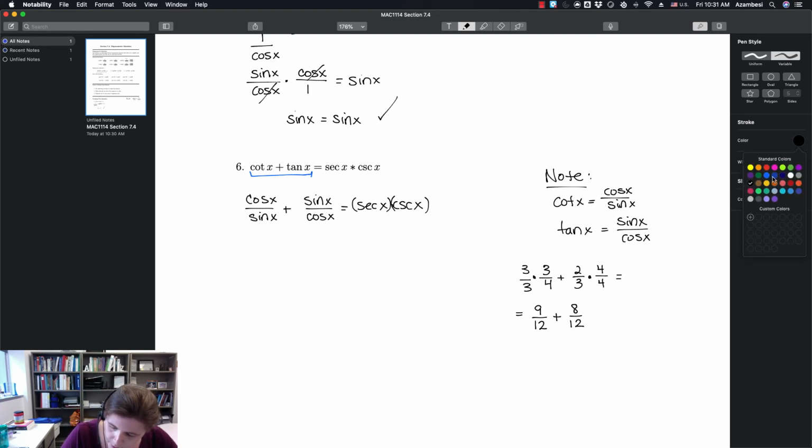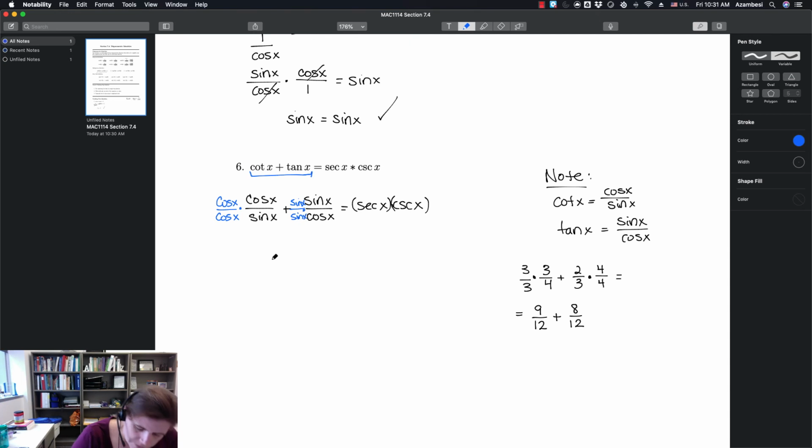So I'm going to multiply the first fraction by the denominator of the other, so cosine of x over cosine of x. And I'm going to multiply the second fraction by the denominator of the first, so sine of x over sine of x. Now notice I'm still only working with that left-hand side, so I haven't bled over into the right-hand side at all. Remember, you only get to work on one side of the equal sign.